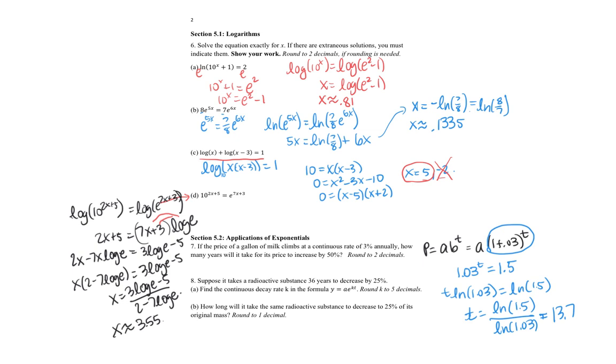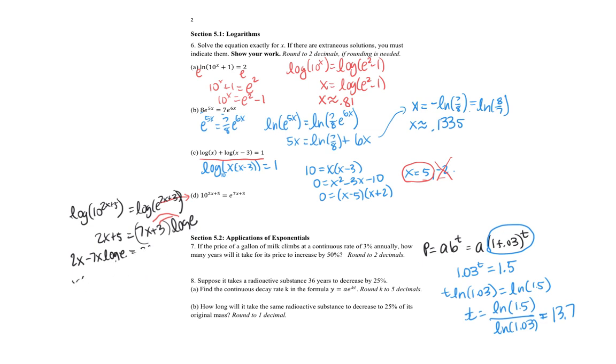So that means it'll take 13 point... How many years will it take for the price to increase by 50%? So I want 1.03 to the T to equal 1.5. Yeah, I got 13.7. Well, I'm not sure why that's off a little bit. Okay, I'm going to move on.